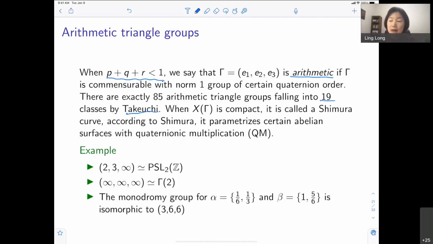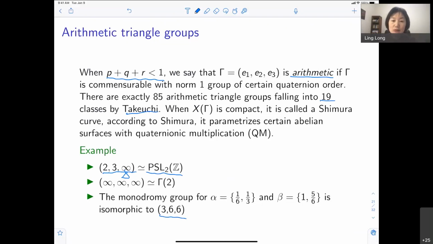So for some of the cases like (2, 3, infinity), this is the classical example. The group is isomorphic to PSL2(Z), so there are cusps. And some other groups like (2, 3, 6), 6, this is actually the case where the fundamental domain will lie entirely in the upper half plane. So when you're identifying the boundaries, it's already compact.